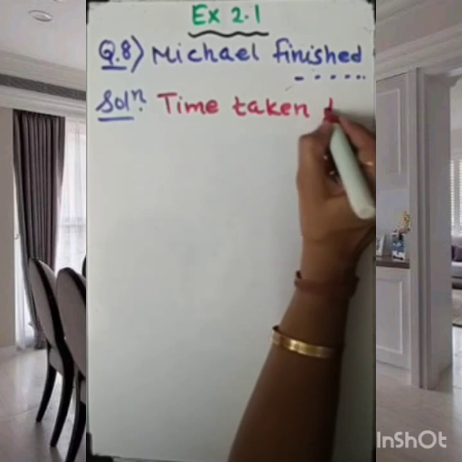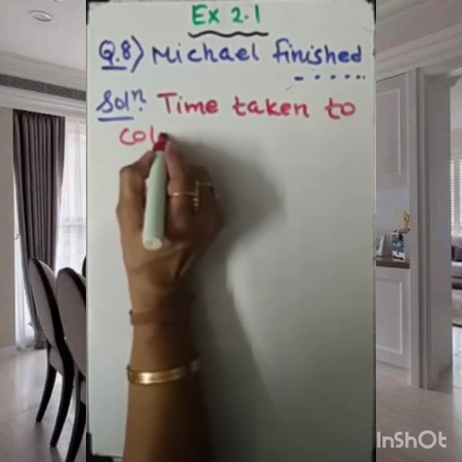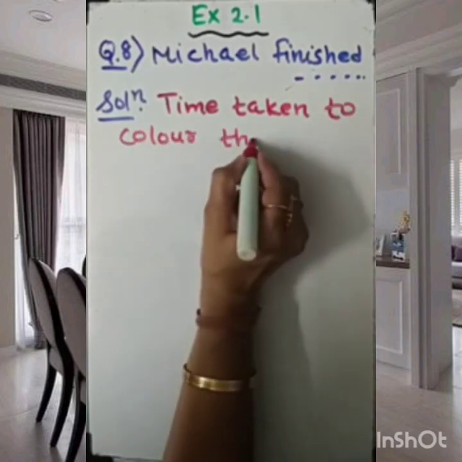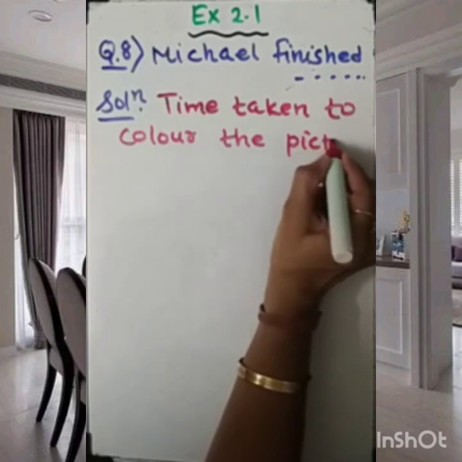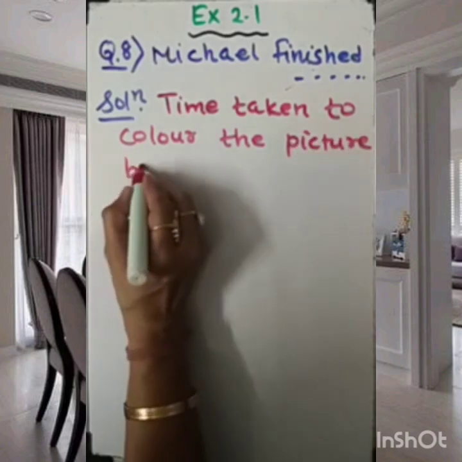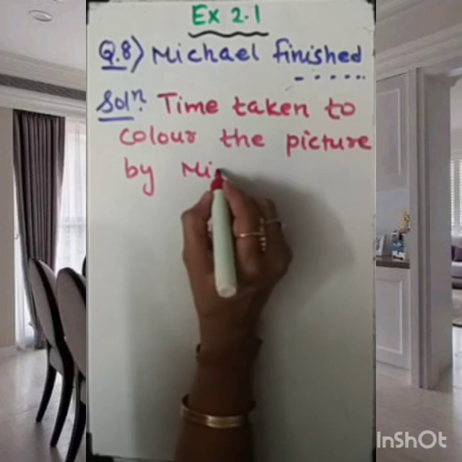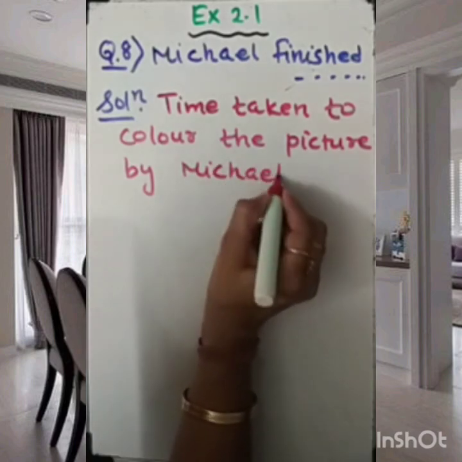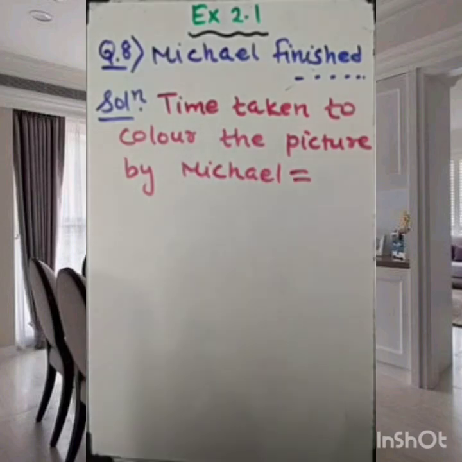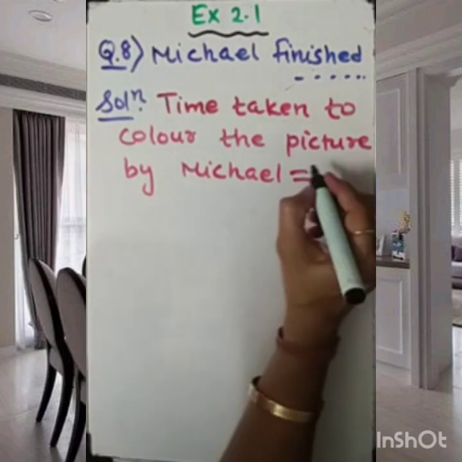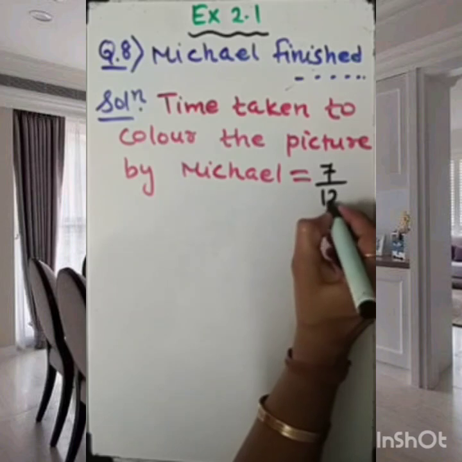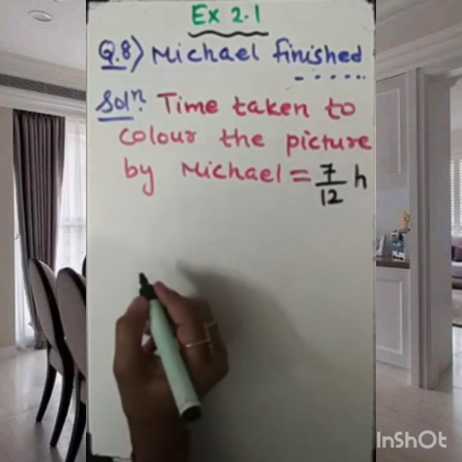Time taken to color the picture by Michael. That is according to this, 7 by 12 hours. So here I am mentioning 7 by 12 hours.